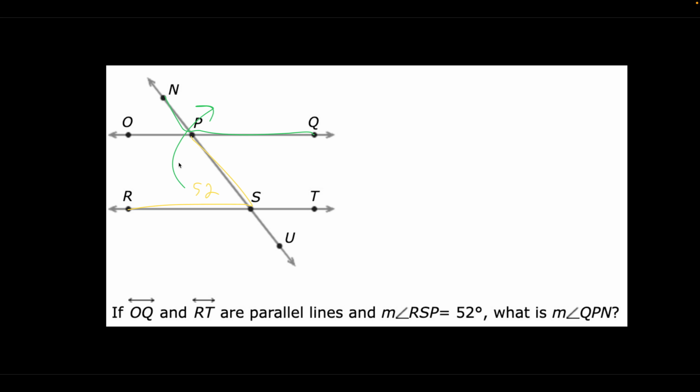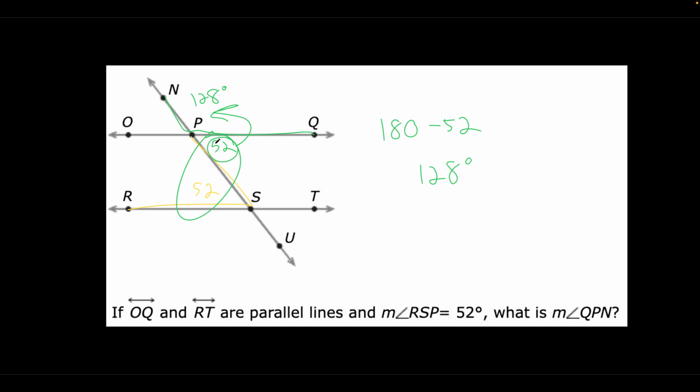But there are a couple ways to look at this. If this is 52, then this angle right here must also be 52 because these are alternate interior angles, and alternate interior angles are congruent. Now if this is 52, these are adjacent, so we can do 180 minus 52, which is 128 degrees. That's one way you could have done it.